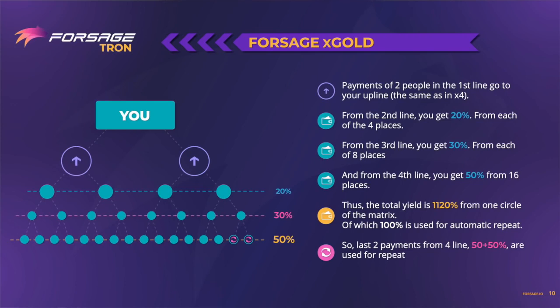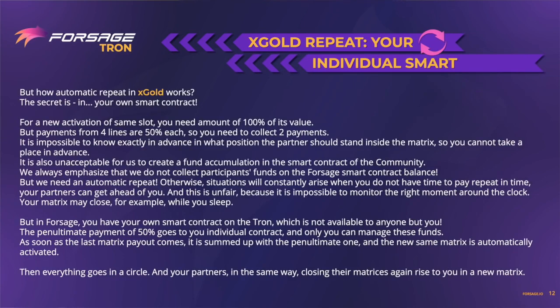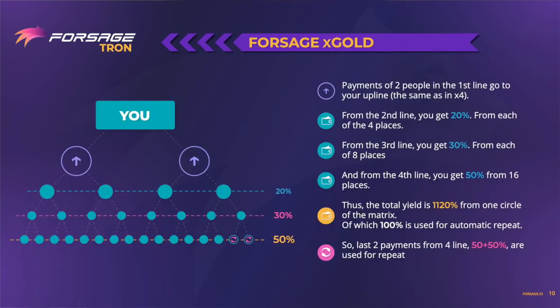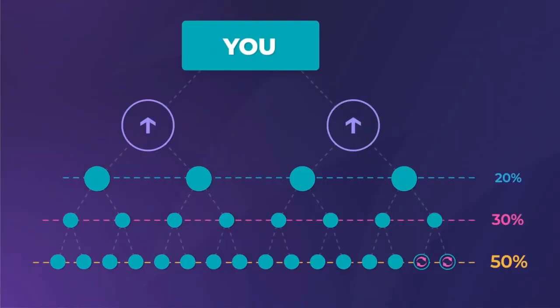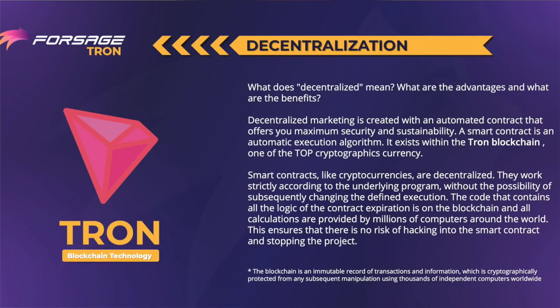But how does automatic repeat in xGold work? Now it's time to explain the meaning of individual smart contract. For a new activation of same slot you need amount of 100% of its value. But payments from fourth lines are 50% each, so you need to collect 2 payments. It is impossible to know exactly in advance in what position the partner should stand inside the matrix, so you cannot take a place in advance. It is also unacceptable for us to create a fund accumulation in the smart contract of the community.